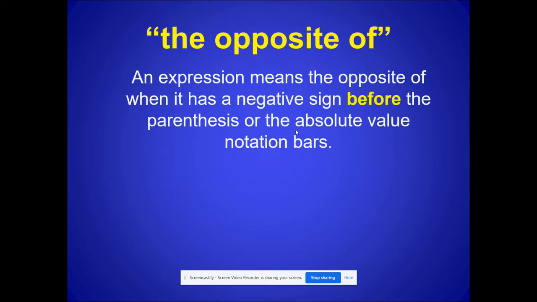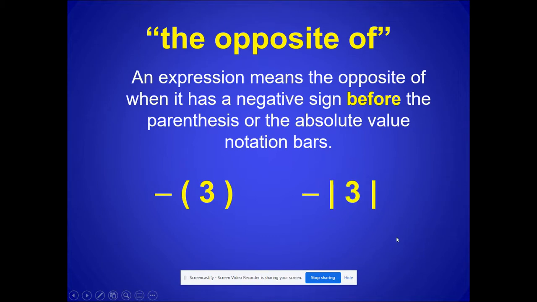An expression means the opposite of when it has a negative sign before a parentheses or the absolute value bars. Right here in parentheses, we have a 3. Anytime you have a number in parentheses, it is that value. So we have a negative sign on the outside of the parentheses. This would read the opposite of 3. The opposite of 3 would be a negative 3.